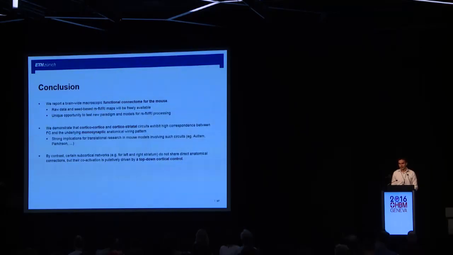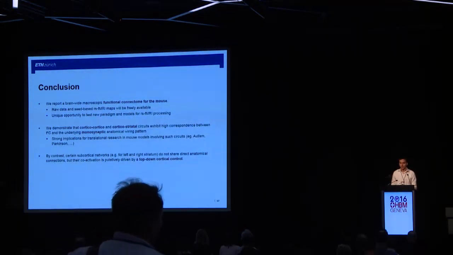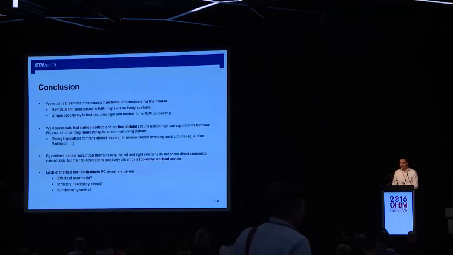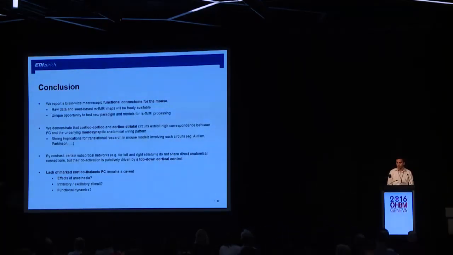By contrast, certain subcortical networks, like the left and the right striatum, do not share a direct anatomical connection. Rather, the correlation, we believe, is coming from a top-down cortical control. And finally, the lack of cortico-thalamic connectivity still remains a matter of investigation. We believe it might be an effect of anesthesia, but we are also exploring other hypotheses.